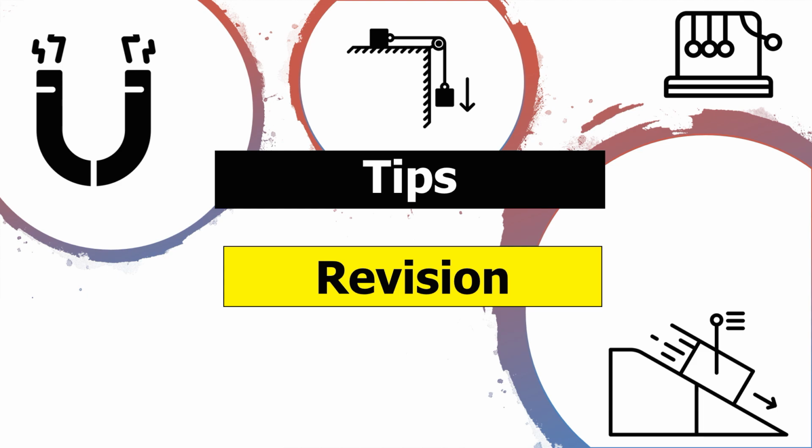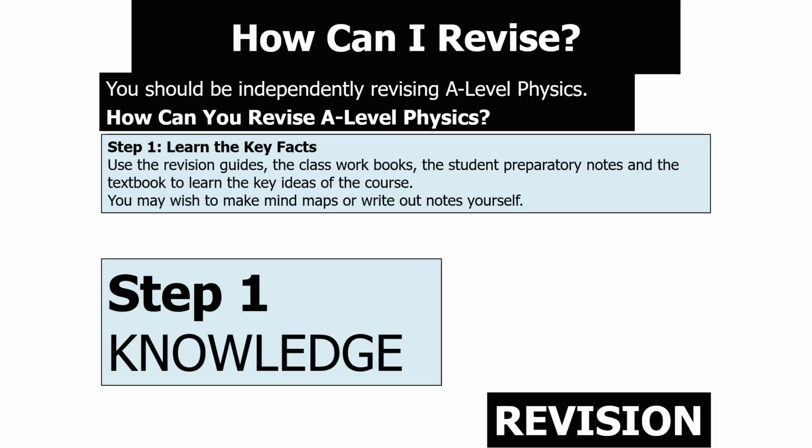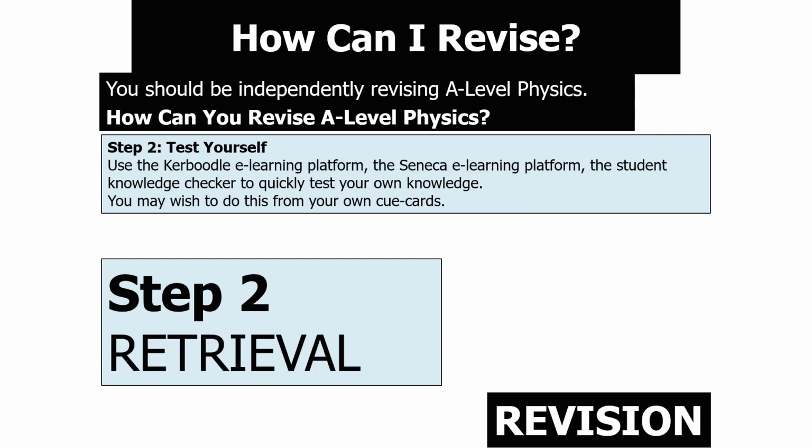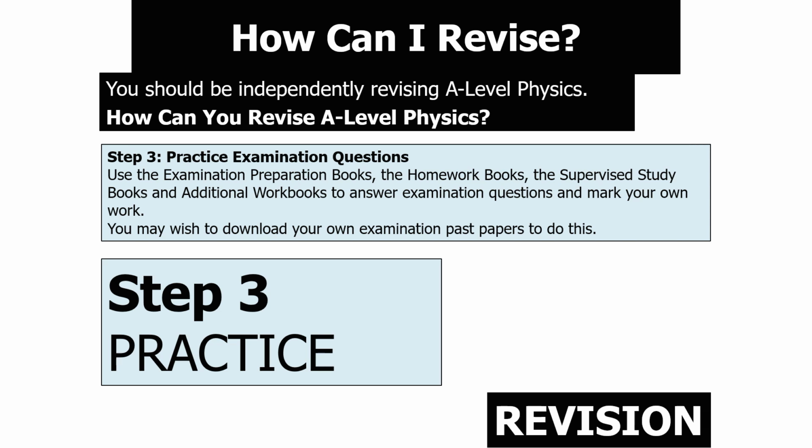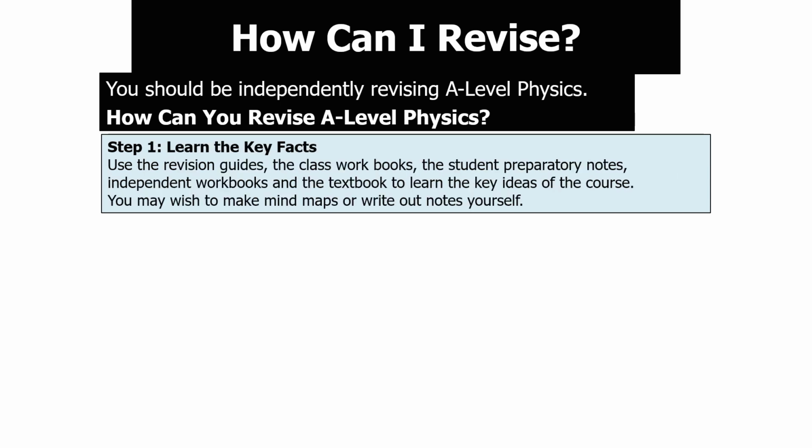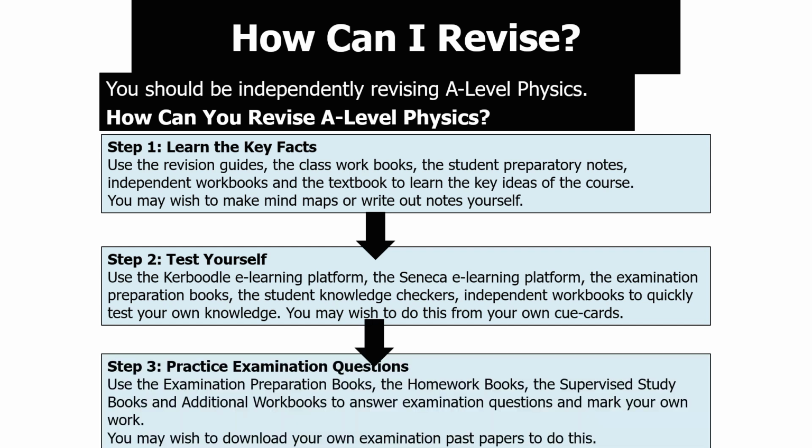So for some tips for your revision, how can you be independently revising A-Level Physics? Well, the first step is to learn the key facts. Use revision guides, class workbooks, and notes in the textbook to learn the key ideas of the course. You may wish to make mind maps or write out the notes yourself. Secondly, test yourself. Use things like Cyber, Seneca and knowledge checkers to quickly test your own knowledge. You may wish to do this from your own cue cards. Then finally, step 3 is to practice. Use exam prep books, homework books, study books and additional workbooks to answer exam questions and mark your own work. You may wish to download past papers to do this. So you should be doing the 3 steps of learning the key facts, testing yourself and practising exam style questions.